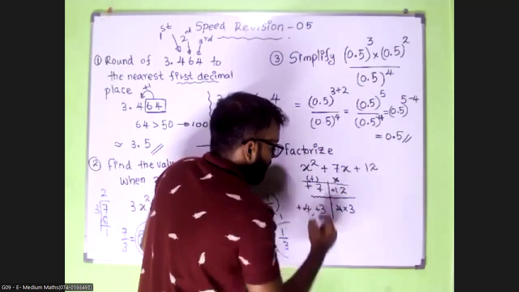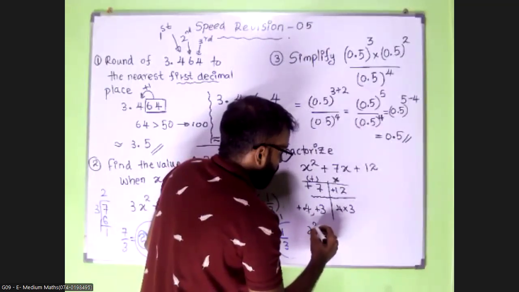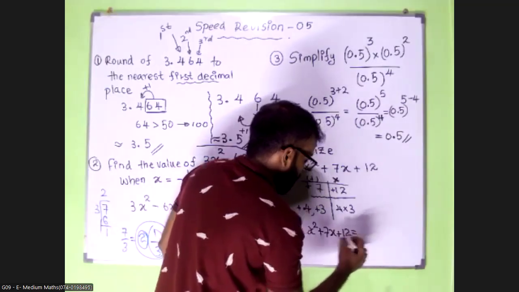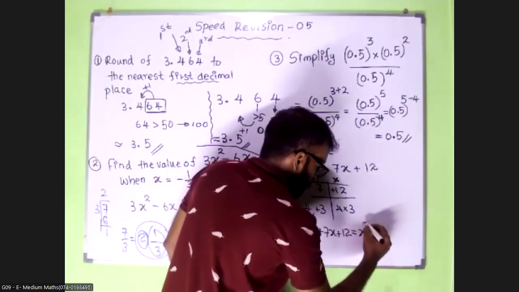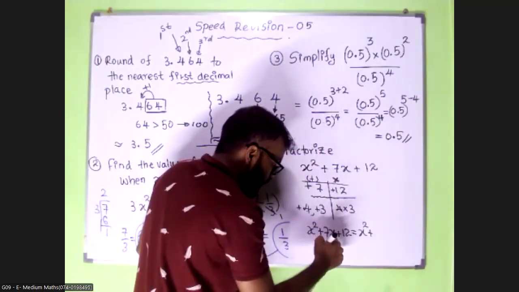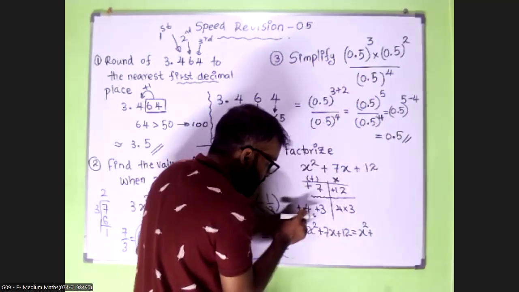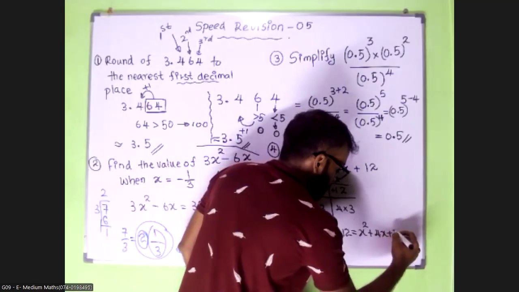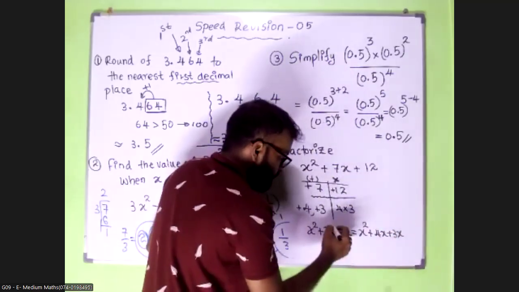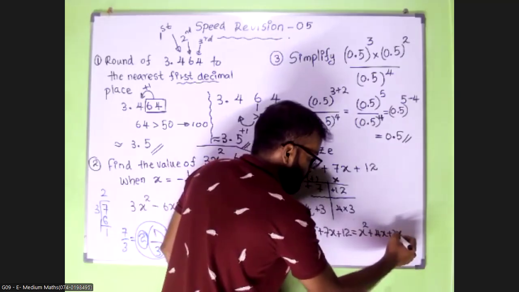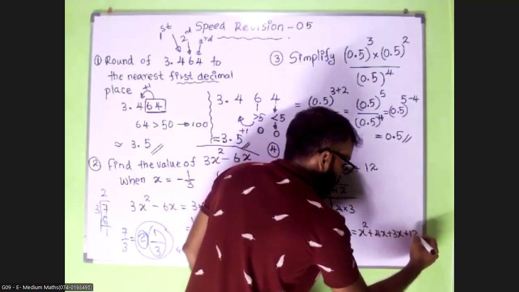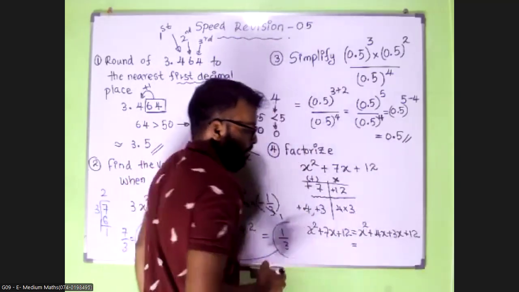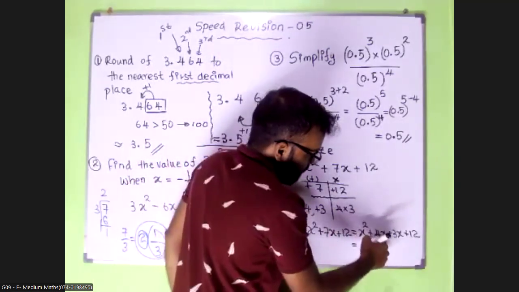So x squared plus 7x plus 12 can be written down as x squared plus 7x, which I am going to expand by using 4 and 3. So 4x plus 3x. I can write 7x as 4x plus 3x, and at the end 12. Then x squared plus 4x plus 3x plus 12.